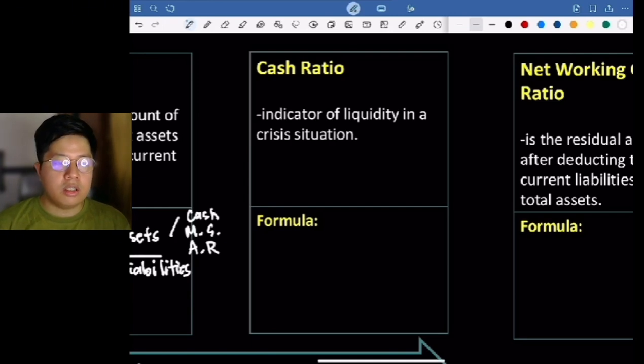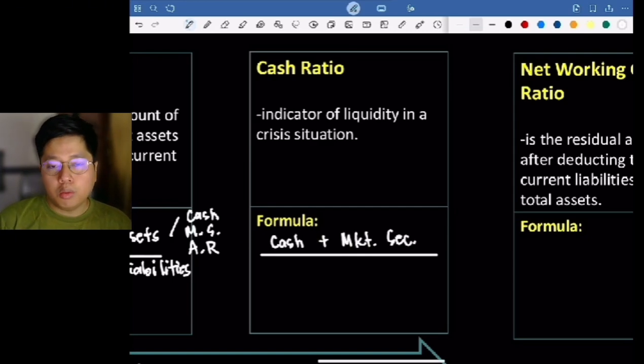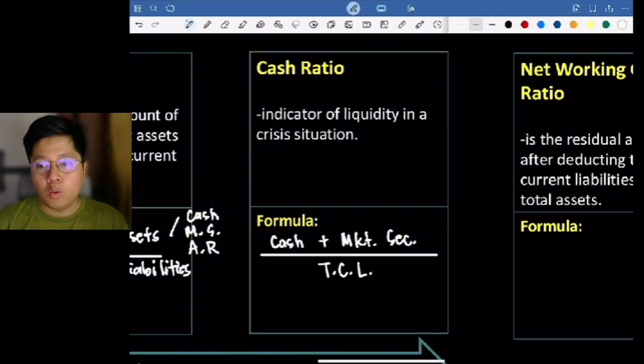Cash ratio is used in finance to have an indication if there's an impending crisis or financial crisis situation. Because in this ratio, what you will be using only are the cash and your marketable securities. Then you will divide it by your total current liabilities. Once again, the total current liabilities in the cash ratio is the same with the current ratio and the quick ratio.